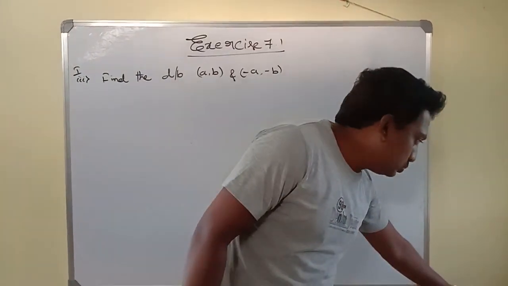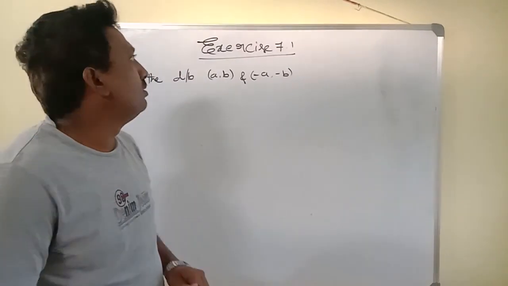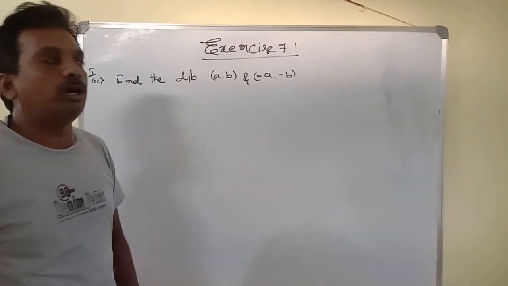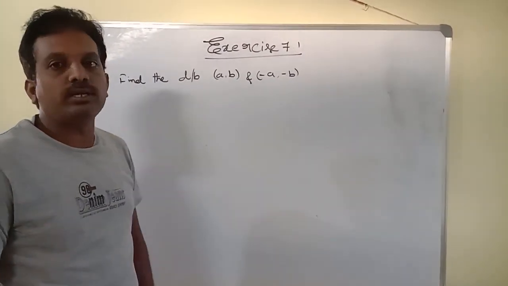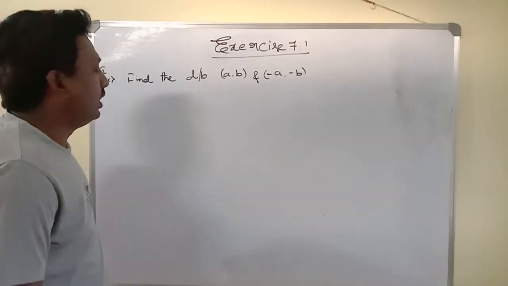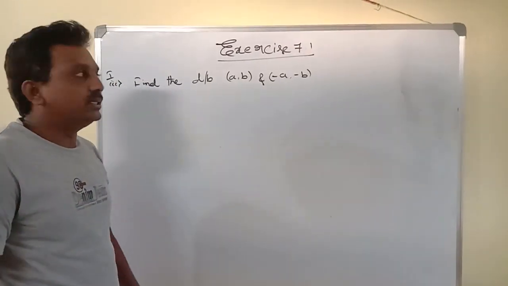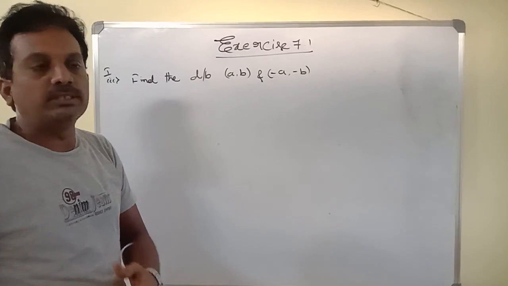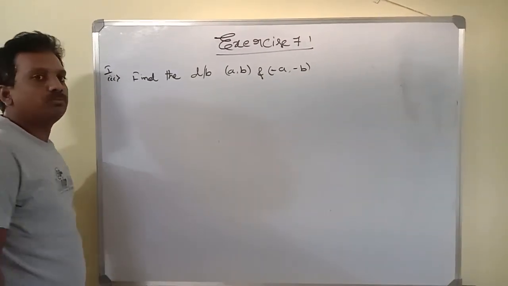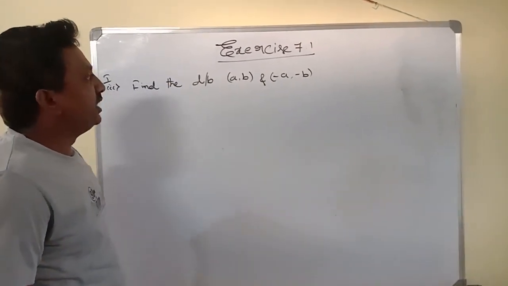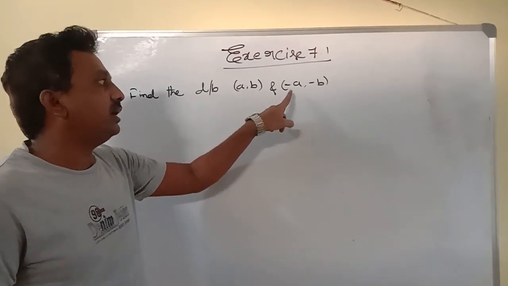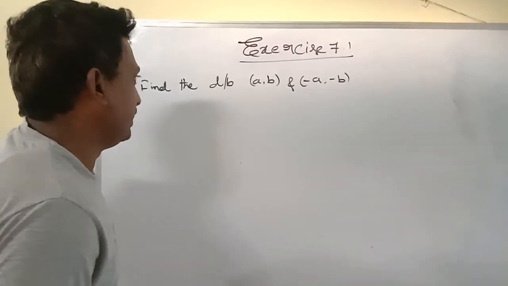Okay friends, today our topic is coordinate geometry, exercise 7.1, NCERT portion. Already yesterday we discussed the first and second problems. This is the third one. Find the distance between (a, b) and (-a, -b).